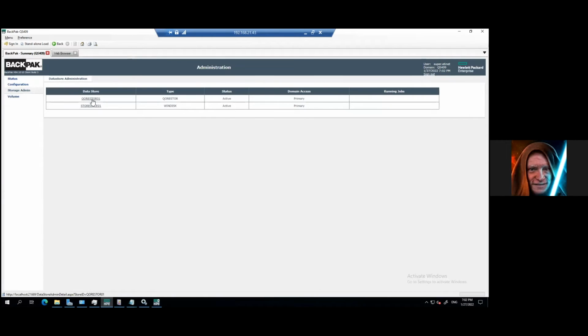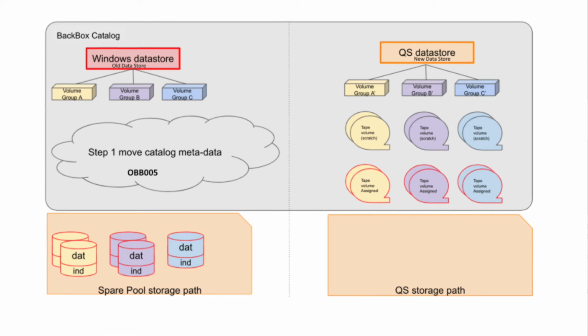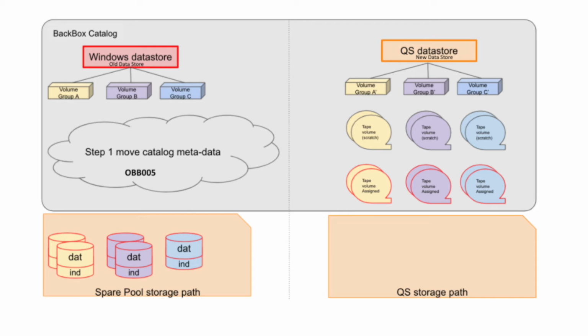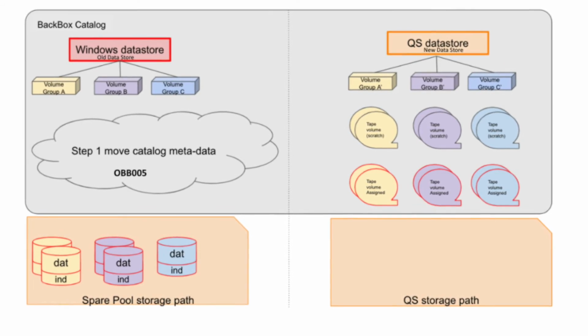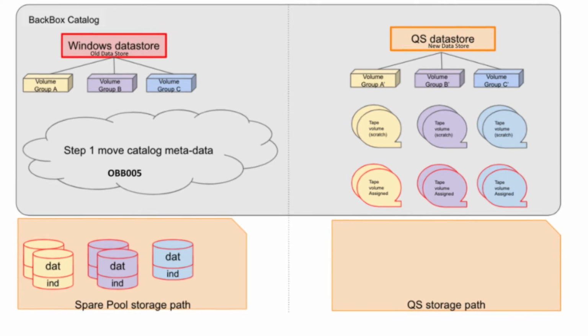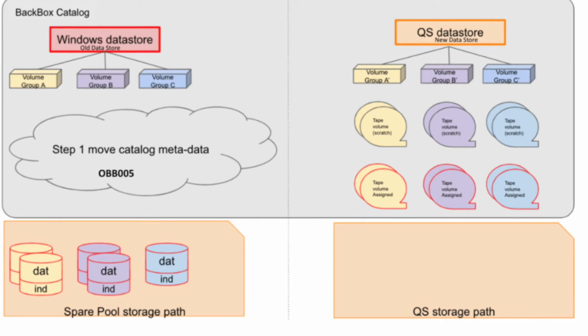So the trick is the data didn't move, but the data is on a spare connected to the new data store. So we have our 2 QoreStore and that spare, which is the StoreOnce with all the data on it. The end situation is all the data sits on the spare path of the new data store. The new data store doesn't have any data on its QoreStore storage yet.